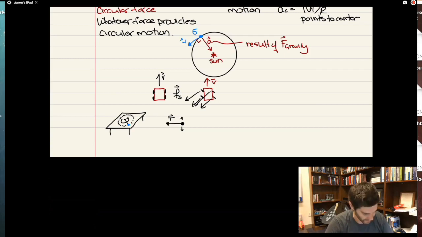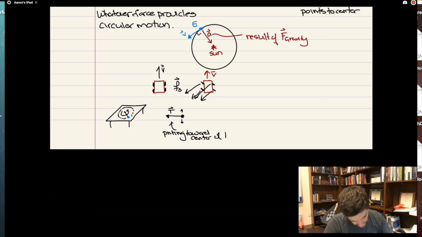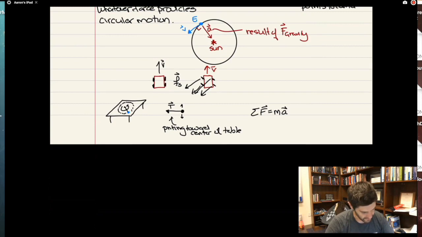So in this case, I usually just make a note to myself and say that this is pointing toward, say, the center of the table. I might say that that's some sort of radial vector. It's pointing towards the center of the circle in that case. And then the sum of the forces equals the mass times the acceleration. Let me define towards the center of the circle as the positive direction.